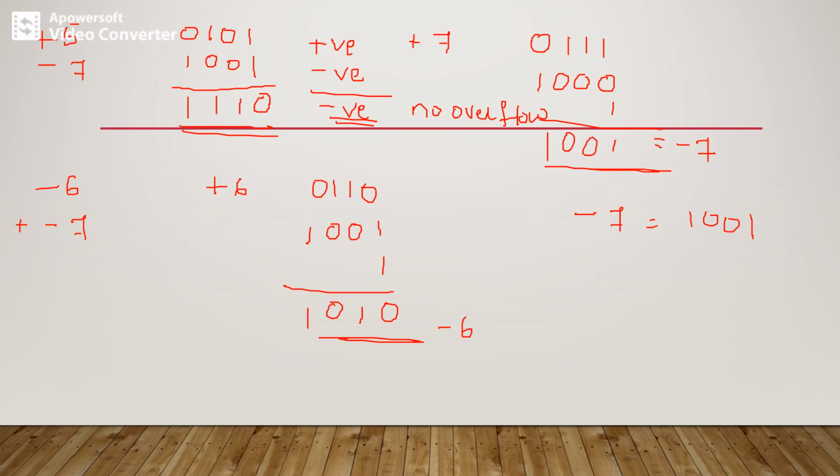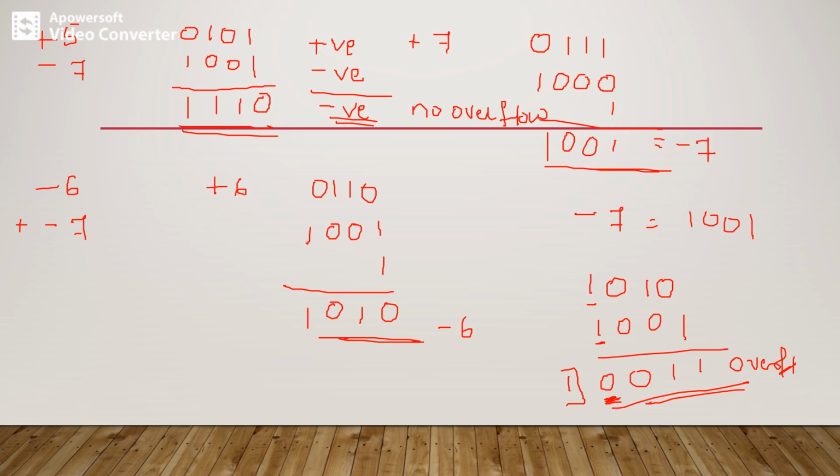So we have to perform -6 plus -7. That is 1, 0, 1, 0 plus 1, 0, 0, 1. So the result is 1, 1, 0, 0, 1. Check the MSB bit. Here it is 1, here it is 1. That means both the numbers are negative, but the result's MSB bit indicates positive. So I can say that overflow occurred and the result is incorrect.